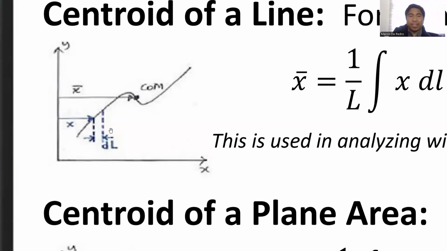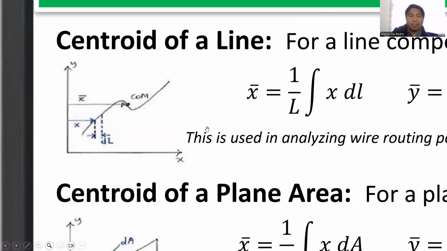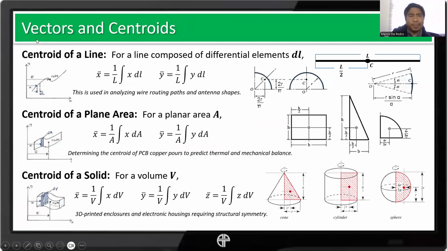Okay. So any portion of your curve will have a corresponding dL. Basically that's the concept here. Just take the integral of your x with respect to dL, and divide by the length. Right, same thing with y, with the y component.